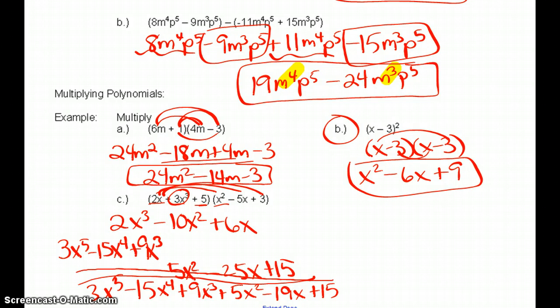So here is my final answer. And again, this is 5. It kind of looks like a 3. Okay, so that's multiplying trinomials. So that's probably the longest one. And notice again how I line up. Okay. The last thing we're going to talk about in R3 is long division.